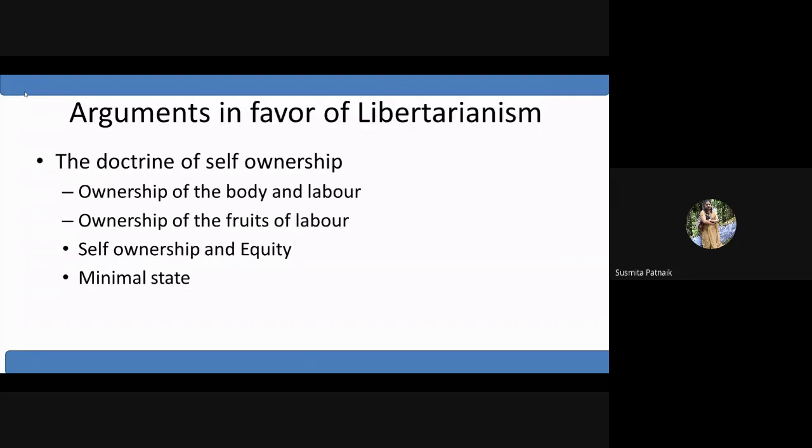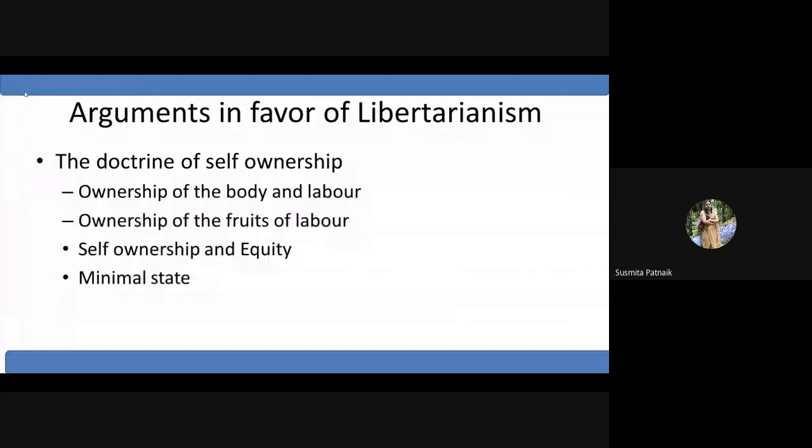So whatever may be the fruits, fruits means what? The labor is there. Nobody can interfere in the labor of the person.